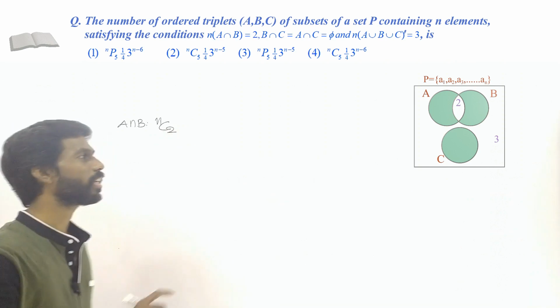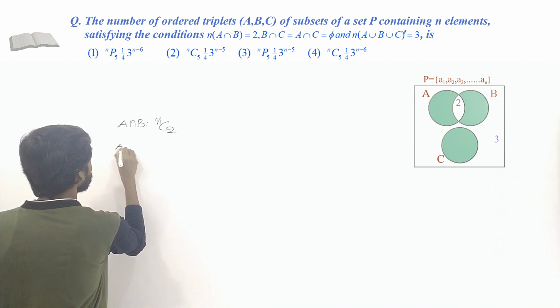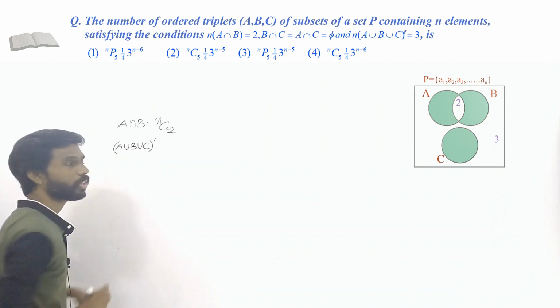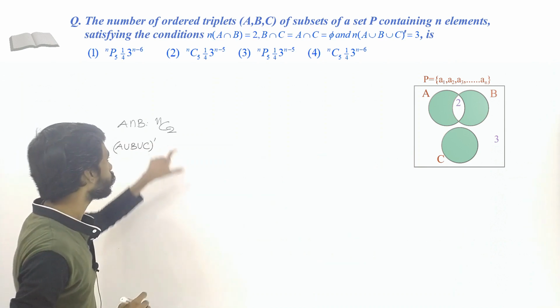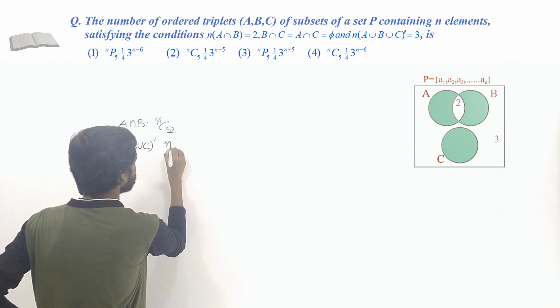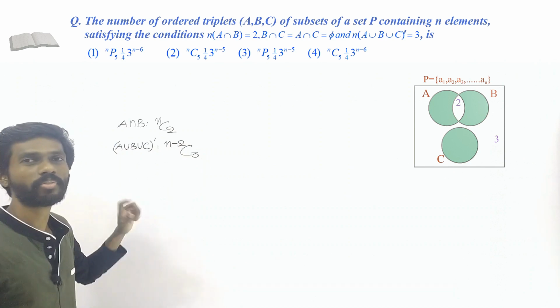Alright, now outside A union B union C we have 3 elements. So that is A union B union C complement. So that has 3 elements. So let us select 3 elements from the set. 2 elements are already selected for the intersection. So from the remaining n minus 2 elements, we have to select 3 elements. So totally we have selected 5 elements.